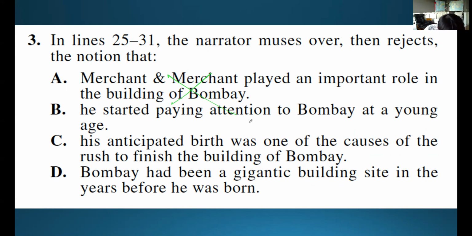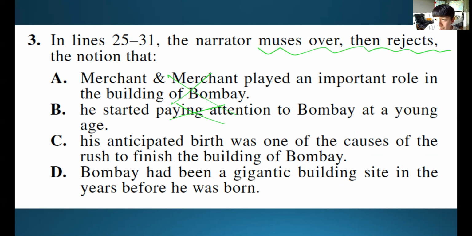He's saying, by the time I was able to start paying attention to it, meaning that he grew up before he paid attention to it. So that's wrong. His anticipated birth was one of the causes of the rush to finish the building of Bombay. So remember, it says muses over, then rejects. Always read your question well. It says muses over, then rejects.